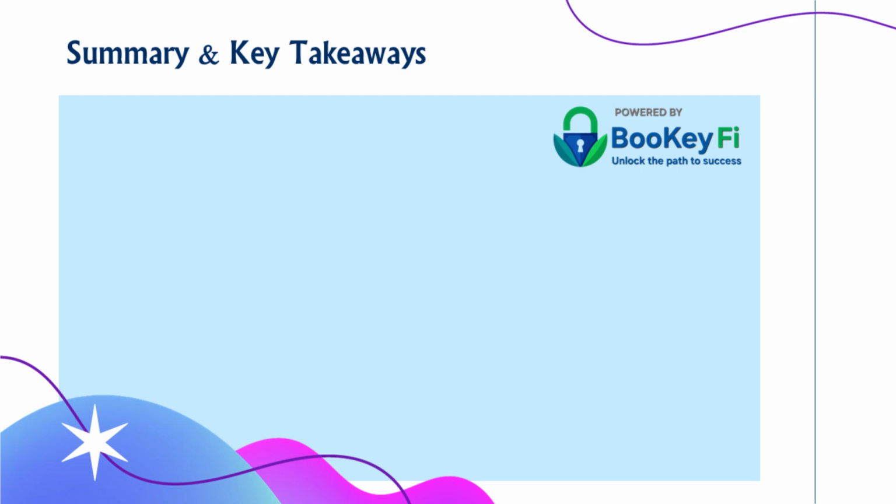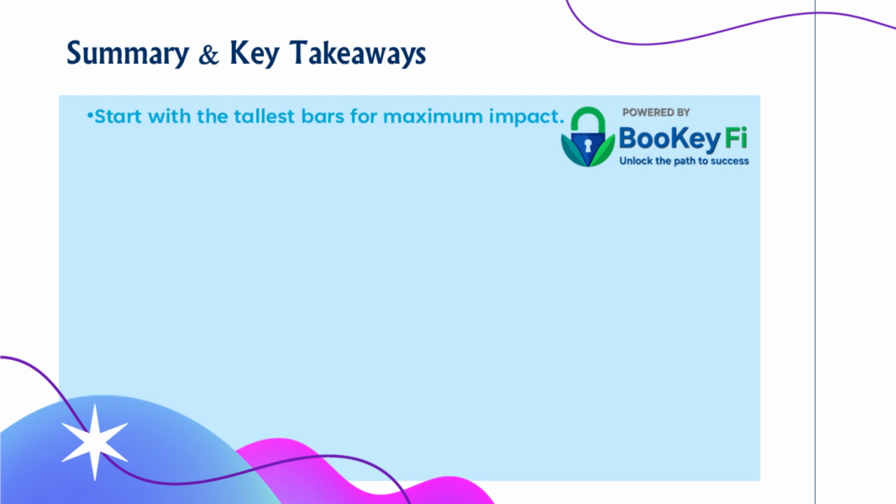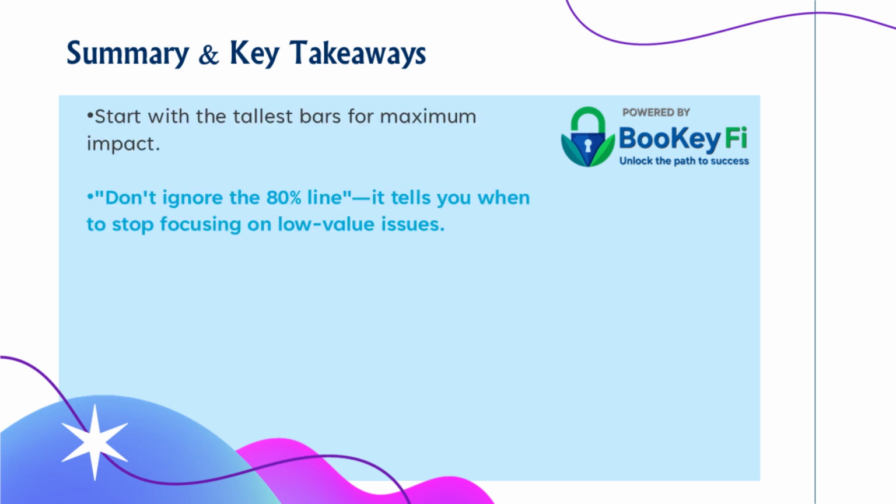To summarize, here are the 3 key takeaways to remember when using this tool. First, always start with the tallest bars. These represent your vital few, and focusing your resources here will provide the maximum impact on your overall quality or efficiency. Second, don't ignore the 80% line.